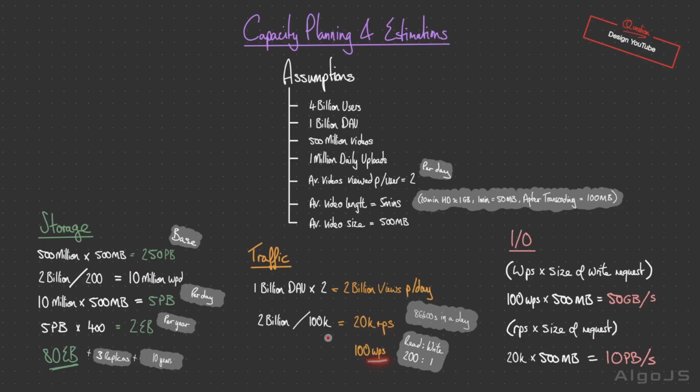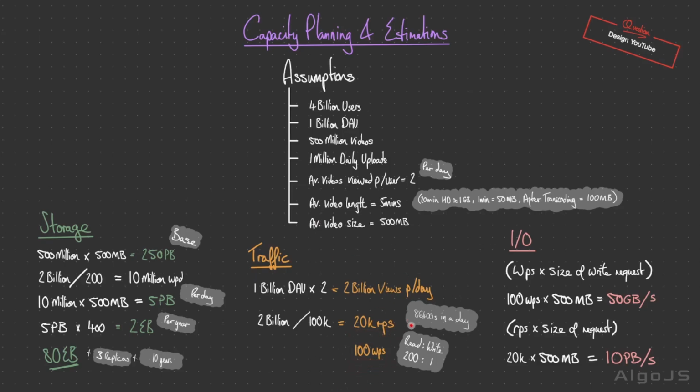So we have reads per second, writes per second. We know that there are 86,400 seconds within a day, so let's round that up to 100k. Let's divide the 2 billion we've just calculated of views per day by 100k to get views per second. So we have 20k reads per second, which again is rather large. Read to write ratio is 200 to 1. This system is going to be read heavy, right? Because more people are going to be watching than they're going to be uploading. So if we divide 20k by 200, we get 100 writes per second.